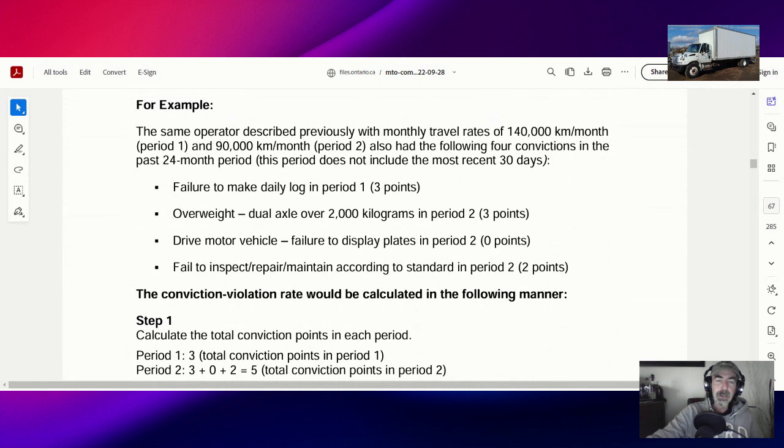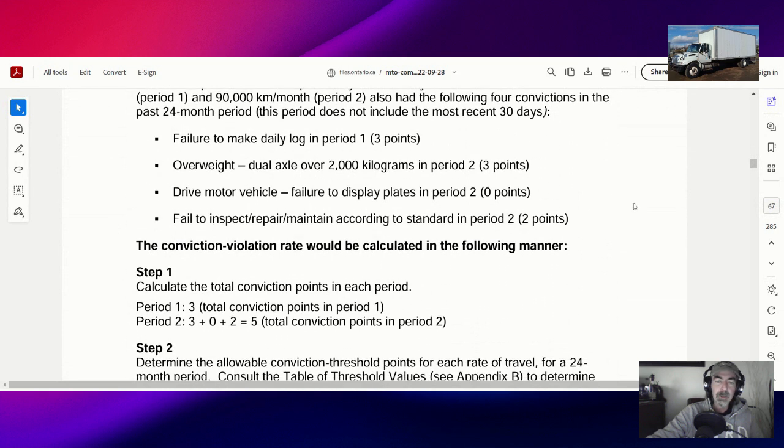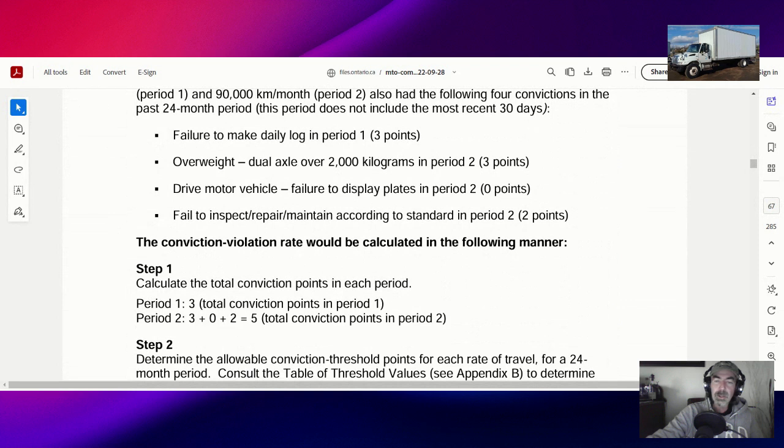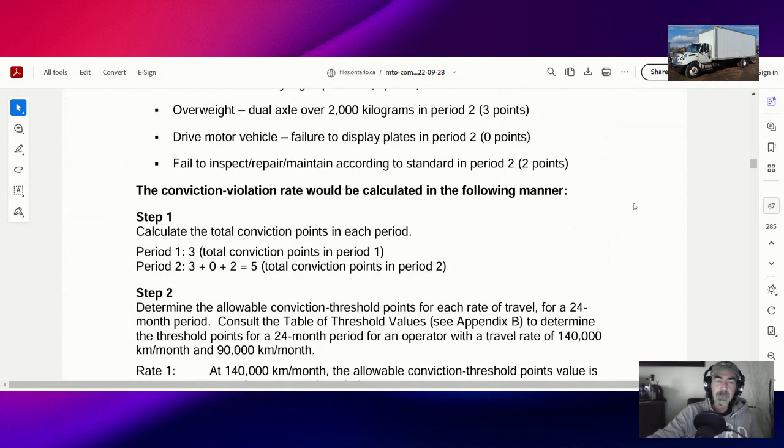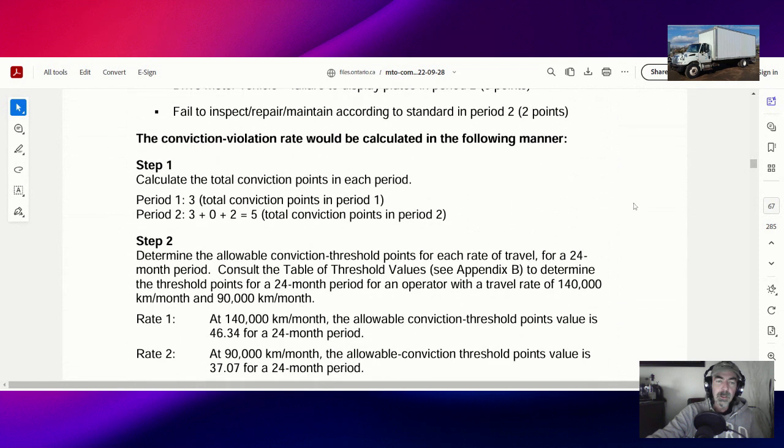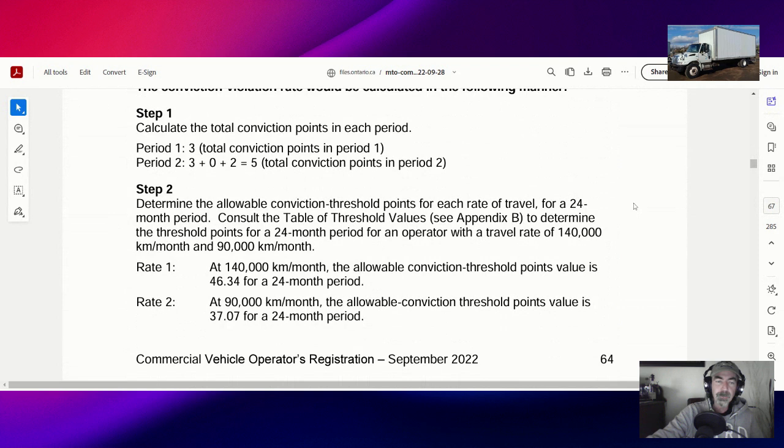Failure to make daily log in period 1, 3 points. Overweight, dual axle over 2,000 kilograms in period 2, 3 points. Drive motor vehicle, failure to display plates in period 2, 0 points. Fail to inspect, repair, maintain according to standard in period 2, 2 points. The conviction violation rate would be calculated in the following manner. Calculate the total conviction points in each period. Period 1, 3, total conviction points in period 1. Period 2, 3 plus 0 plus 2 equals 5, total conviction points in period 2.